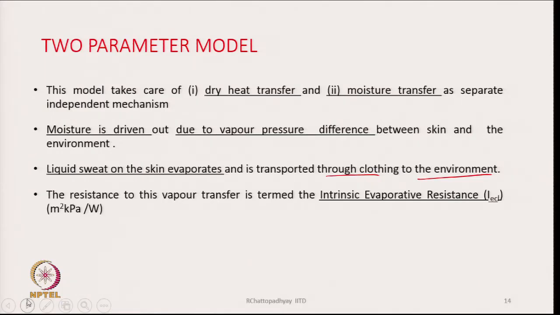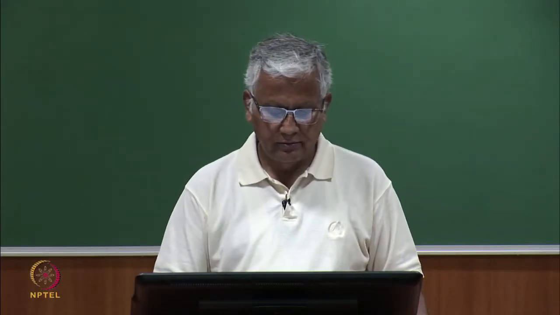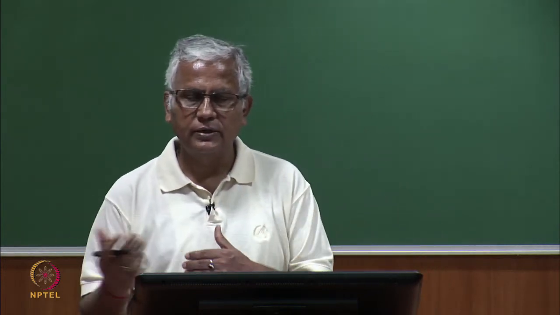The resistance to this vapor transfer is termed as intrinsic evaporative resistance. The partial vapor pressure at the skin is assumed to be saturated vapor pressure at skin temperature. So, two things we have to tackle: dry heat and moisture. What drives away the heat is the temperature difference, that is most important. Similarly, what will cause the moisture to move out from the skin to the environment? The vapor pressure difference also becomes important.